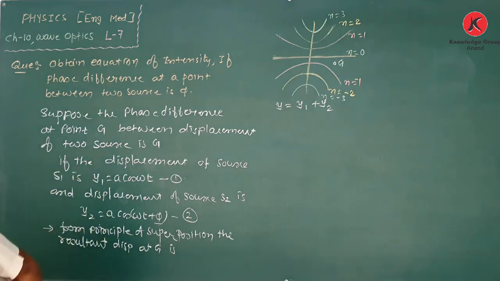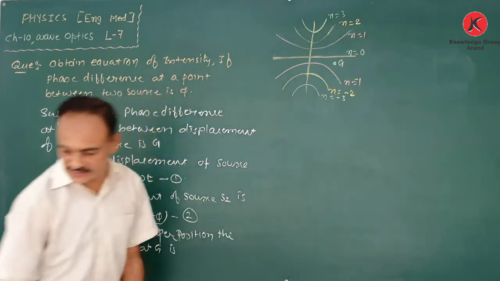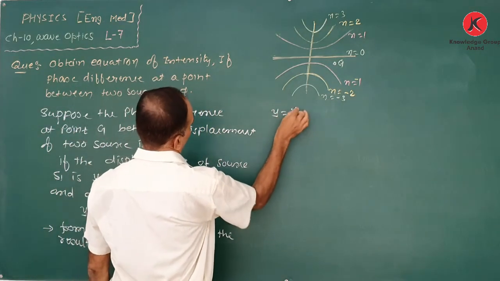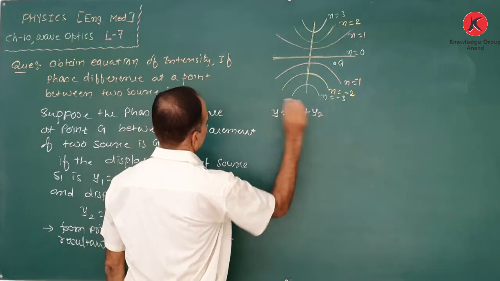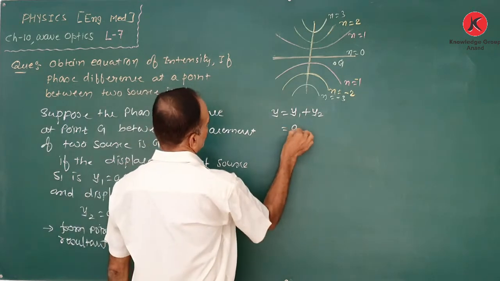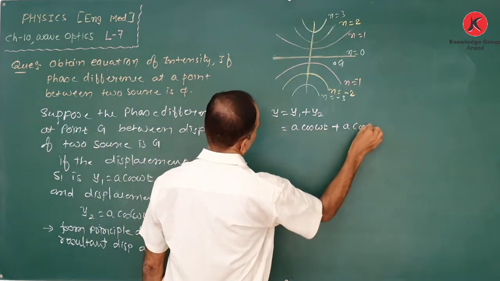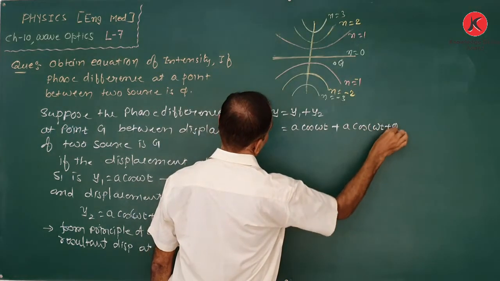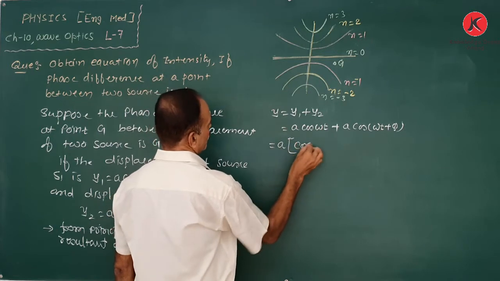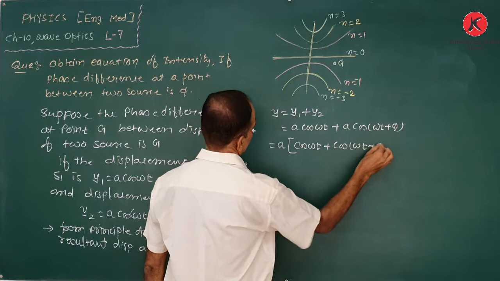Now, according to our principle of superposition, the resultant displacement at point G is Y is equal to Y1 plus Y2. Substitute the values. Y1 is equal to A cos omega t, Y2 is A cos (omega t plus phi). We keep the A constant, therefore cos omega t plus cos (omega t plus phi).